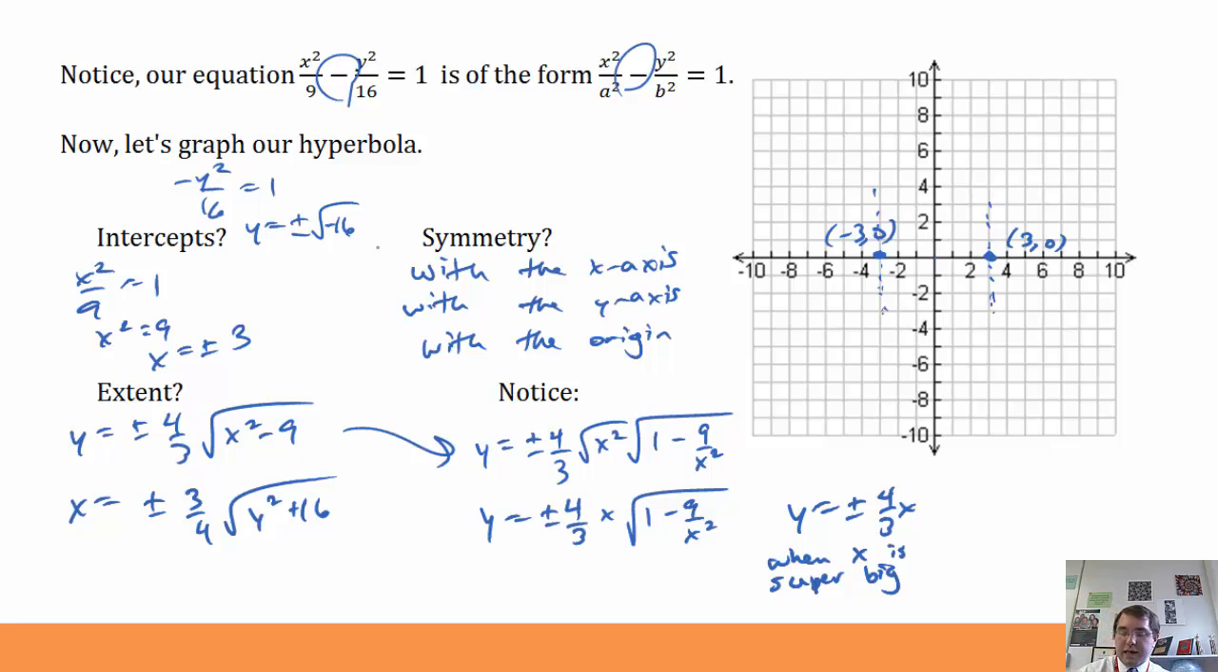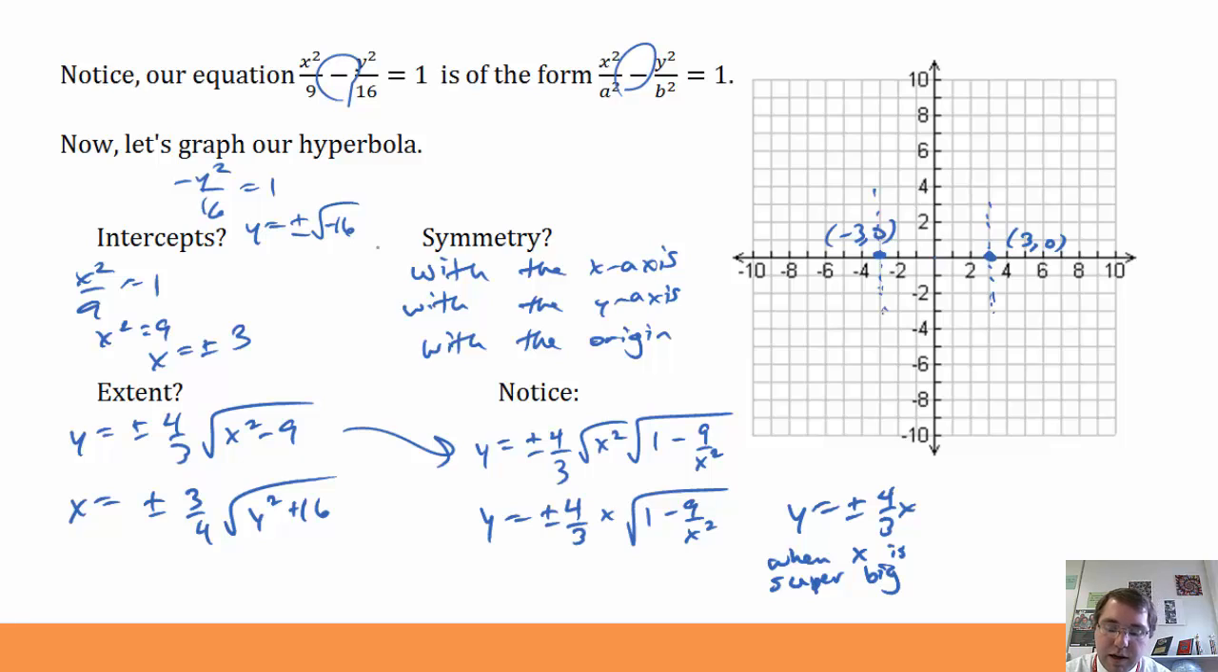That means that as I keep going further and further to the right on my graph, or further and further to the left of my graph, if x is super, super negative, the same thing will happen, then my graph approaches these lines of positive 4/3 x and negative 4/3 x. Those are lines with slopes of positive 4/3 and negative 4/3, and y-intercepts of 0.